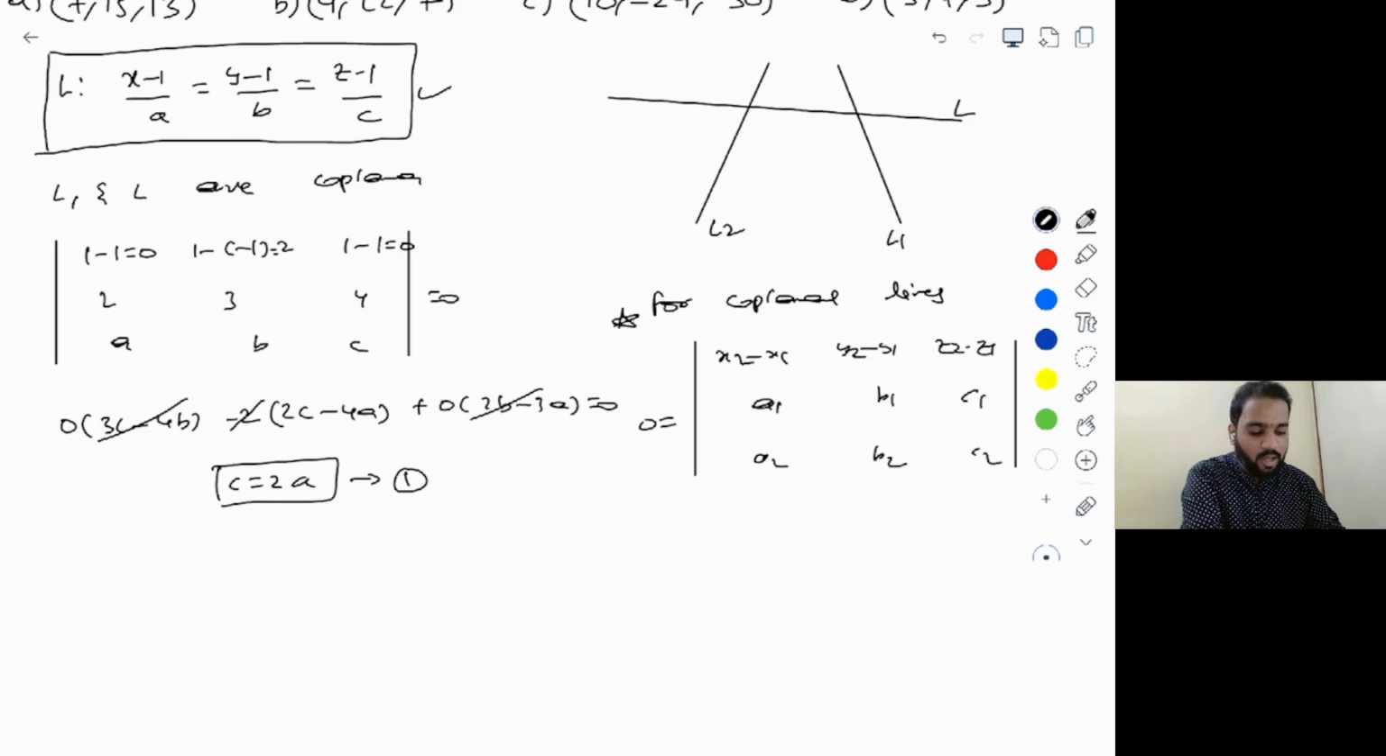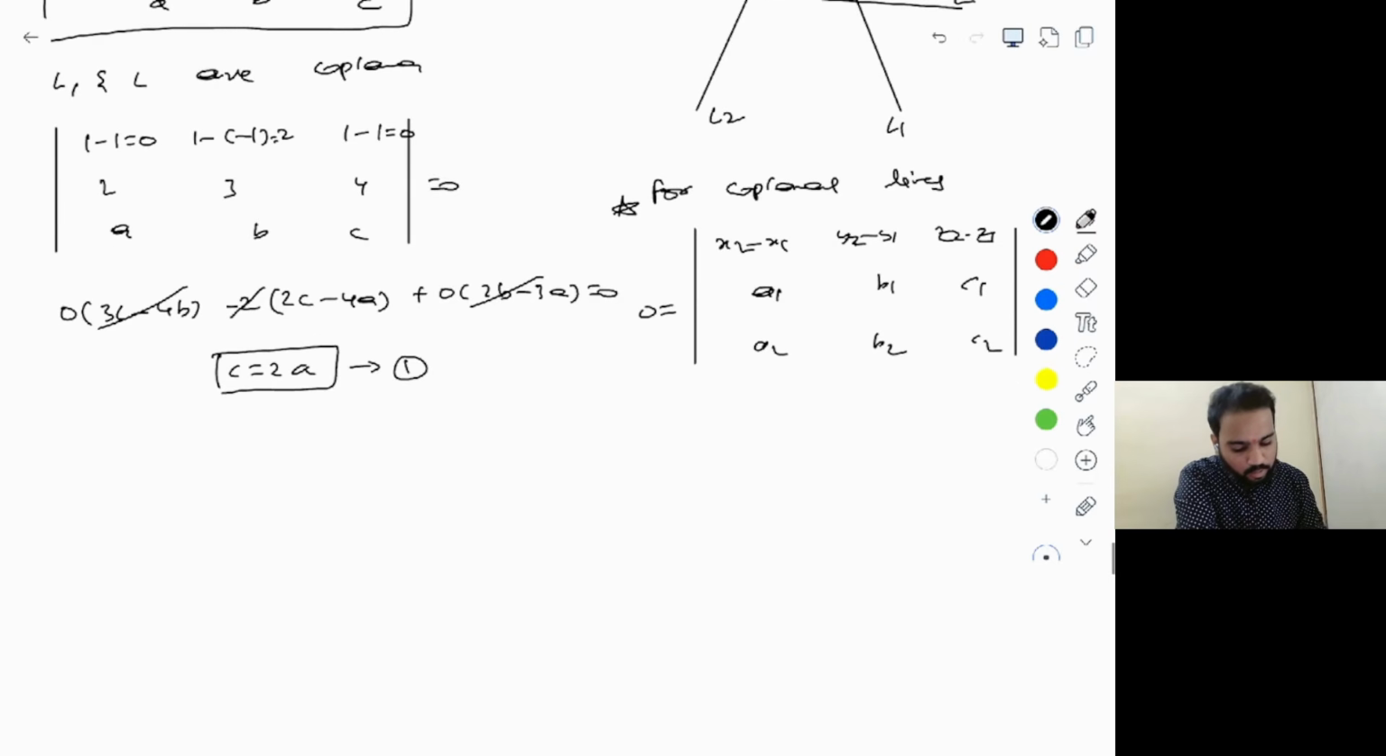And in the similar way, what I am going to do is, the line L2 and the line L are also coplanar, because they are also intersecting. If they are intersecting, they must definitely be coplanar here.